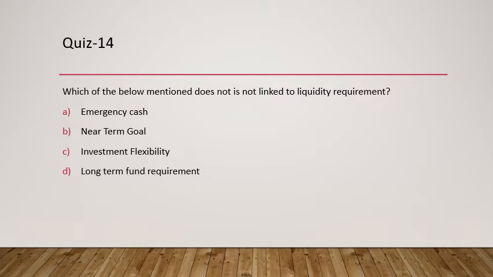Which of the below mentioned is not linked to liquidity requirement? It has not been properly framed, so apologies. So which of the below mentioned is not linked to liquidity requirement? Emergency cash is something which is linked to liquidity. In order to ensure that there's cash available, we should take care of our liquidity requirements. We keep emergency cash. Near-term goals are definitely linked to liquidity requirements, because for near-term goals, you basically keep your money in what are called liquid assets.